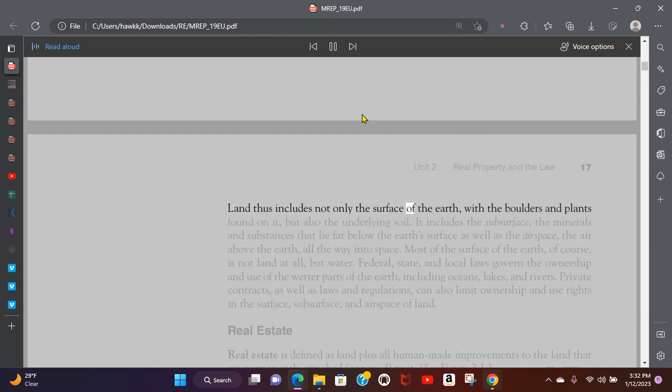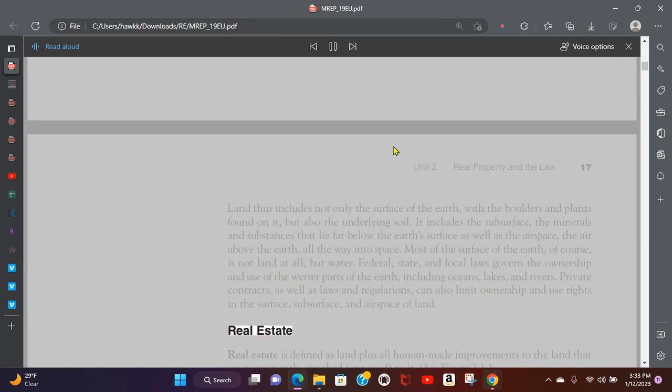Land thus includes not only the surface of the earth, with the boulders and plants found on it, but also the underlying soil. It includes the subsurface, the minerals and substances that lie far below the earth's surface, as well as the airspace, the air above the earth, all the way into space. Most of the surface of the earth, of course, is not land at all, but water. Federal, state, and local laws govern the ownership and use of the wetter parts of the earth, including oceans, lakes, and rivers. Private contracts, as well as laws and regulations, can also limit ownership and use rights in the surface, subsurface, and airspace of land.